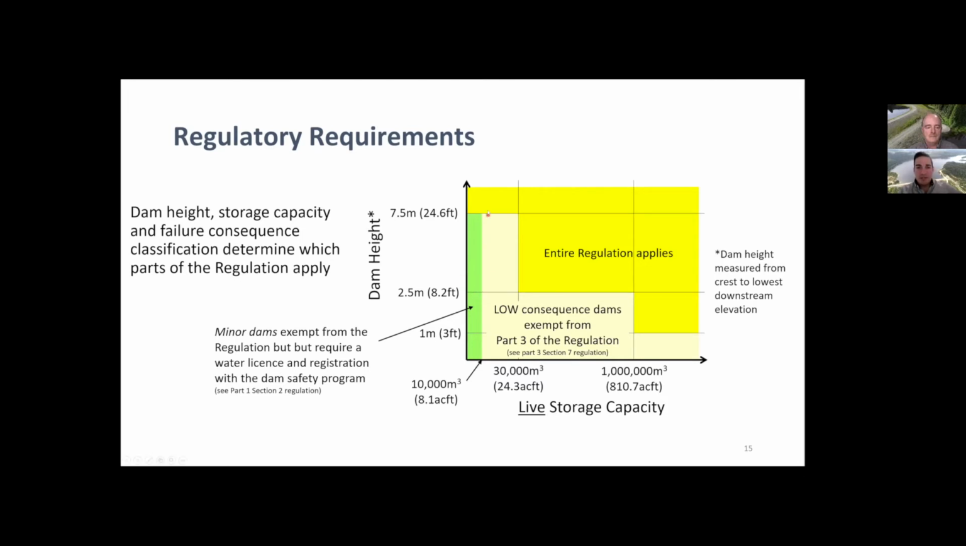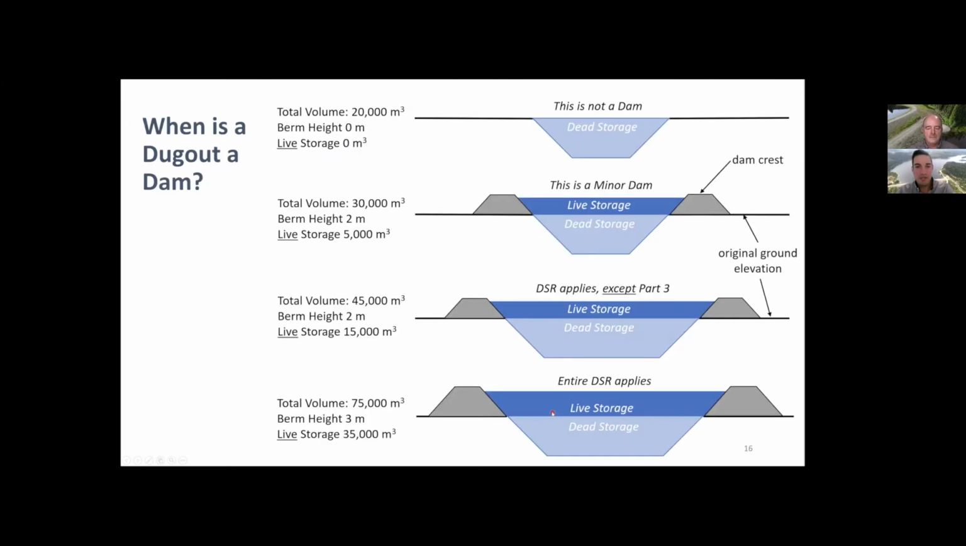So, and you can see how this sort of works. And we're going to have another slide here that'll show it a little bit better. As soon as you're bigger than this blue size, so greater than 10,000 cubic meters or above 7.5 meters or anywhere in there, you're automatically a regulated dam. So typically a low consequence dam. And if you're in this light area, just part 3 doesn't apply. Again, of course, as long as the consequences don't bump it up into a higher category. So, and one other thing I want to point out, this is live storage. So I'll clarify the difference between live and total storage in one of the next slides here.